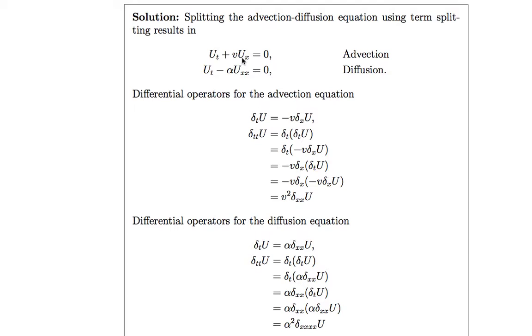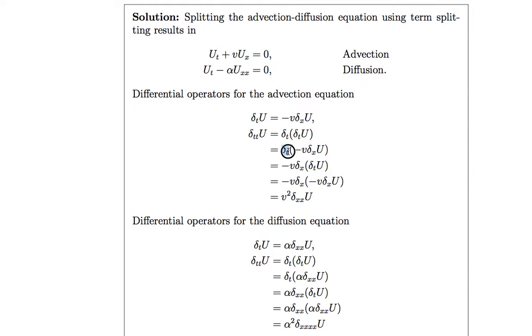Now, differential operators. If we take the first equation, subtract v times the first order derivative of u with respect to x from both sides, and write it in the form of differential operators, little delta t of u means the first order derivative of u with respect to t. So this is simply subtracting that term from both sides. Then we have to find the second order derivative, so find its derivative. Well, this delta_t u is just going to be minus delta_x u from the equation, so we put that in there.